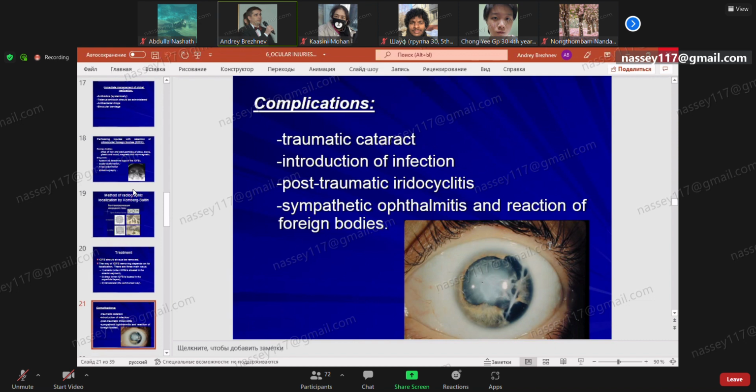Additionally to the traumatic cataract, there may be introduction of infection with the development of different types of inflammation, post-traumatic iridocyclitis, then sympathetic ophthalmitis, and reaction to the foreign body. If a foreign body is present in the eye for a long period of time, there will be chemical processes, contact of the foreign body with aggressive substances, aqueous humor, vitreous body, and chemical reactions which may cause very severe damage of inner structures.